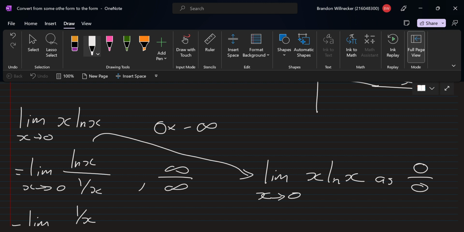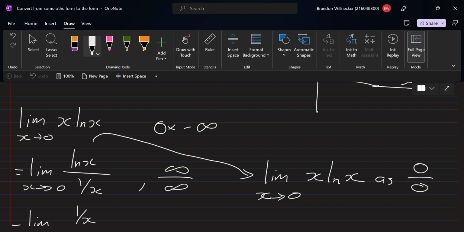Okay, so a little bit different manipulation. Here we change the x to 1 over x to get it into the form infinity over infinity. You'll have to do something else for this 0 over 0. And then compare your results.